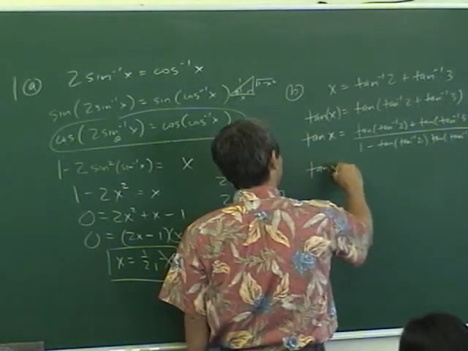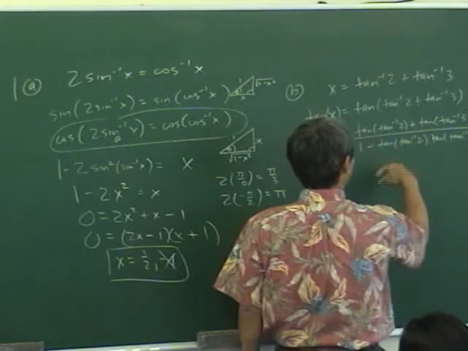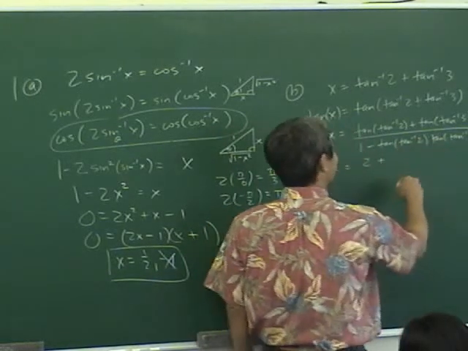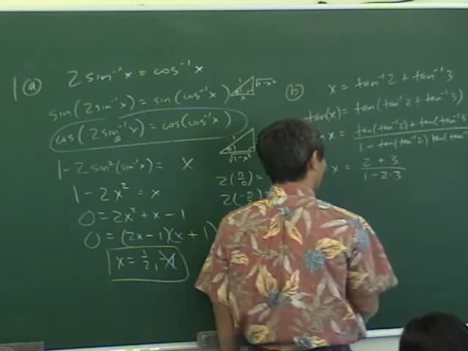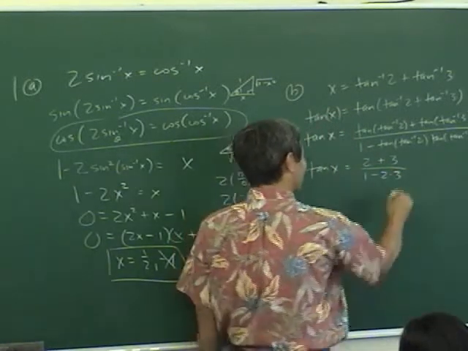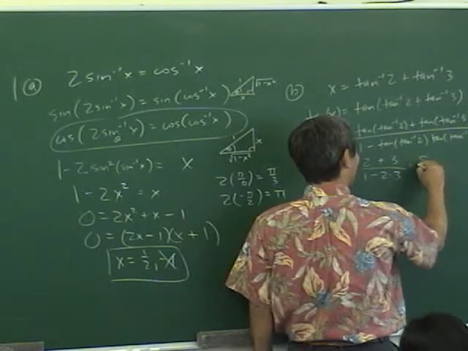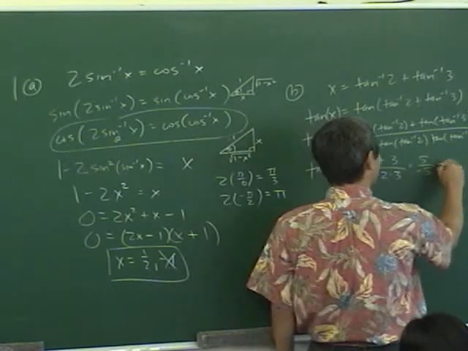So you get tangent x equals tan of tan inverse 2 is 2, tan of tan inverse 3 is 3. 2 times 3. Woo! Now what does that come out to? 5 over 1 minus 6, which is negative 1. Oh, comes out to negative 1!